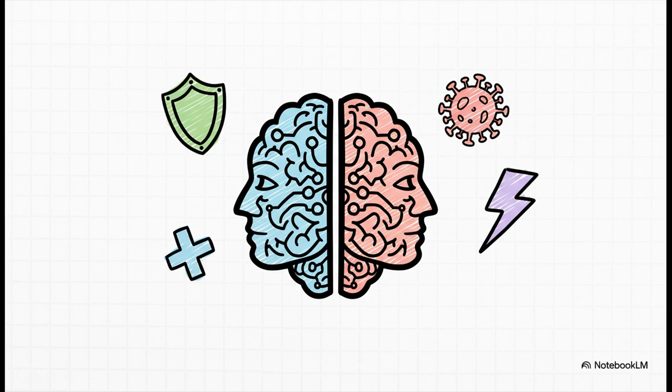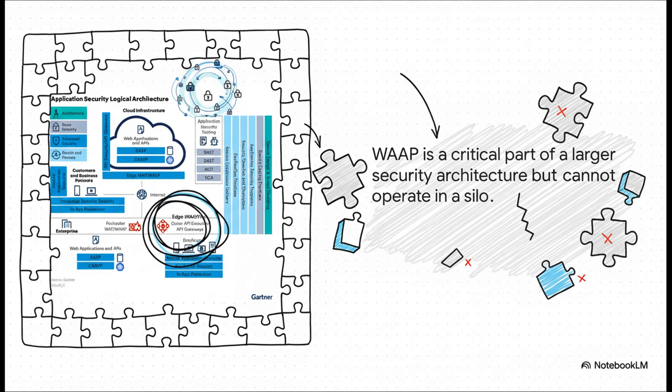So your WAAP needs to do two things. It has to use AI for defense, but it also has to be able to protect your own AI applications from attack. And this right here, this really shows you the bigger picture. WAAP is a critical piece of the security puzzle, no doubt.